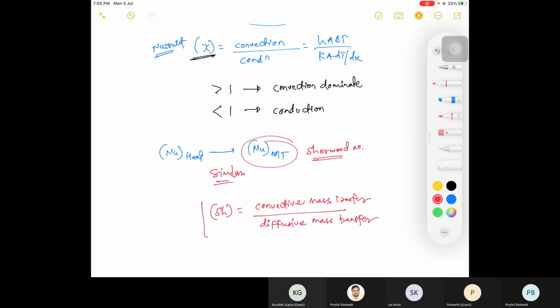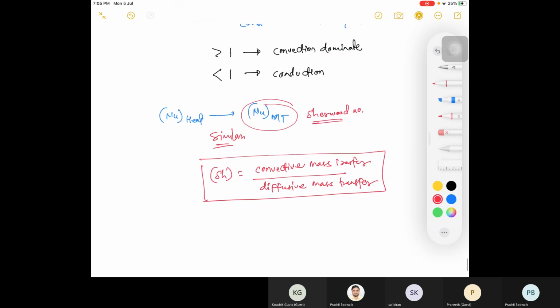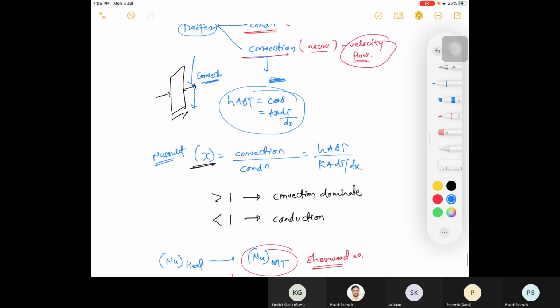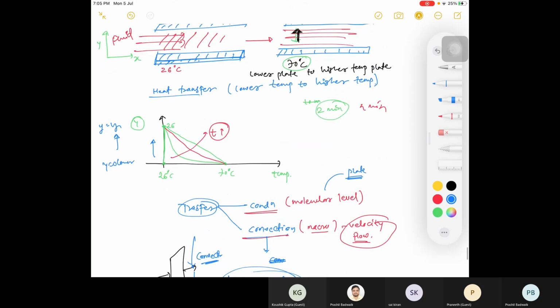So this study we are going to do in axial dispersion model. So this was about your Sherwood number, right? I hope you are clear with this. Earlier, with respect to time, you have seen there is increase in temperature of upper plate.